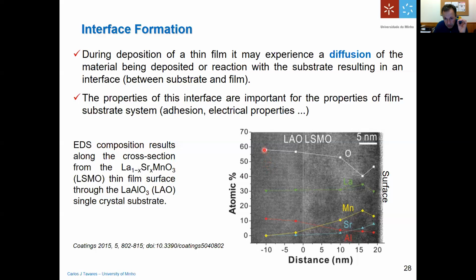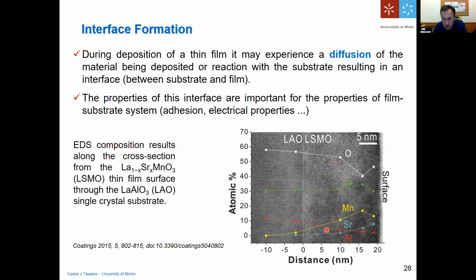So we can check here the evolution of the atomic composition of oxygen. So the white dot is oxygen, the green is lanthanum, the yellow is manganese, blue is strontium, and red is aluminum. So you can see that in this LAO layer, in the substrate, you should not have strontium, because strontium is only from the film, which is on top of the substrate. But you can see that strontium should only exist here on the right side, but you can follow the traces, and near the interface, you actually have a non-zero value of composition of strontium.